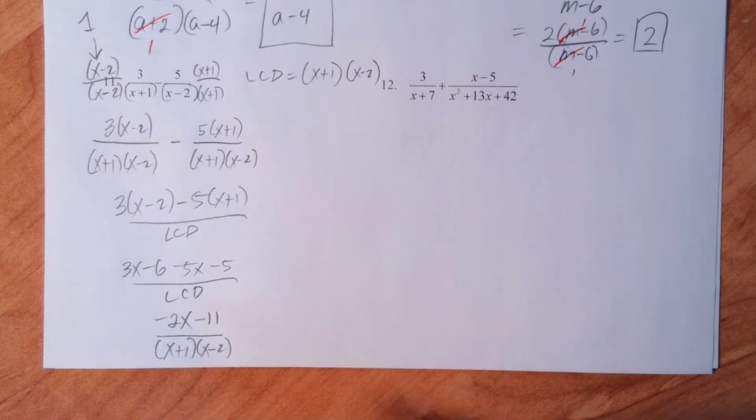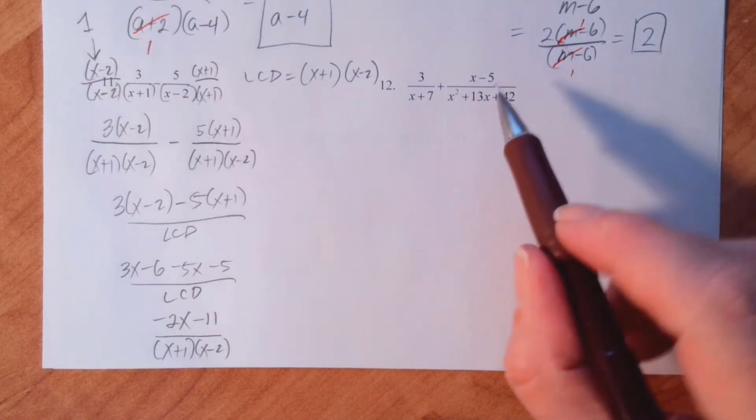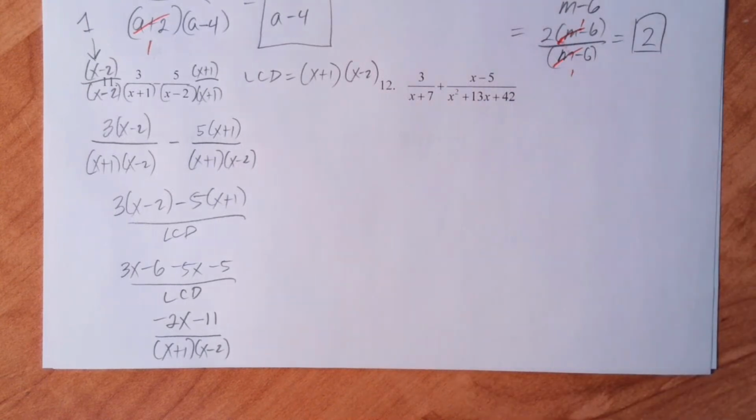The only thing I would add is, sometimes people will put the negative out front, and this will be 2x plus 11, but this is a perfectly good answer. All right, I would encourage you to try number 12. Now keep in mind, this is something you can factor, and it'll help you as you find the LCD.